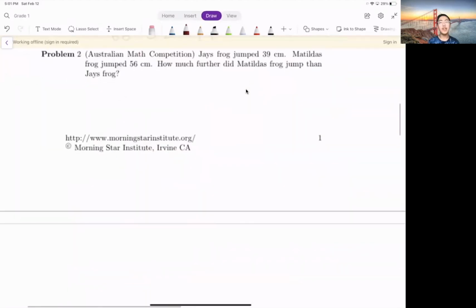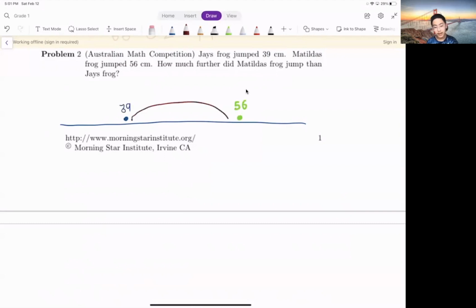Problem 2, Jay's frog jumped 39 centimeters. Matilda's frog jumped 56 centimeters. How much further did Matilda's frog jump than Jay's frog? So let's label 39 centimeters first on a line. So if 39 were somewhere here, then 56 should be somewhere right here. And all we have to do is calculate the difference.